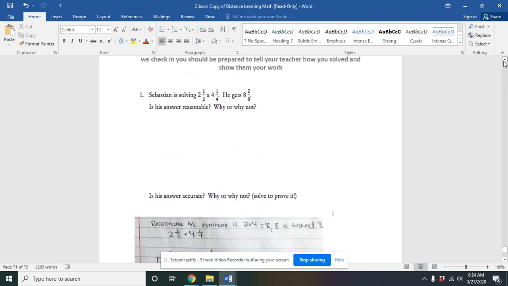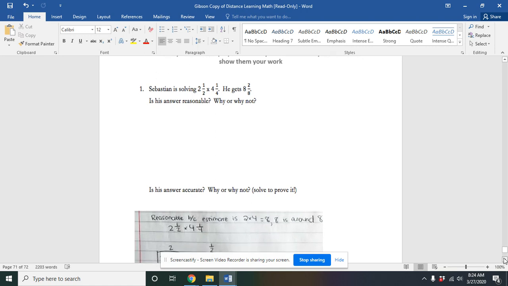So again, he got 8 2/8. What did he do? Exactly. He multiplied the whole numbers together and then he multiplied the denominators to get to 8 and then added the numerators. We don't do that.